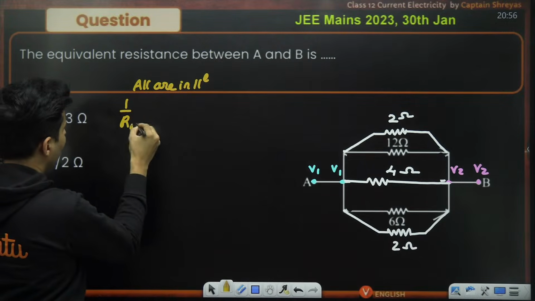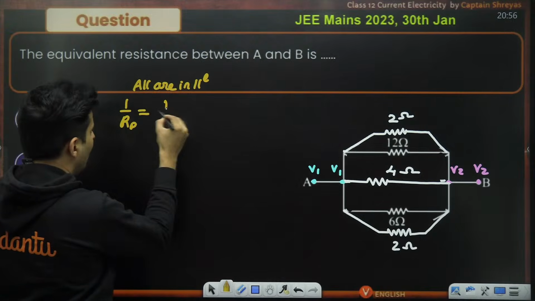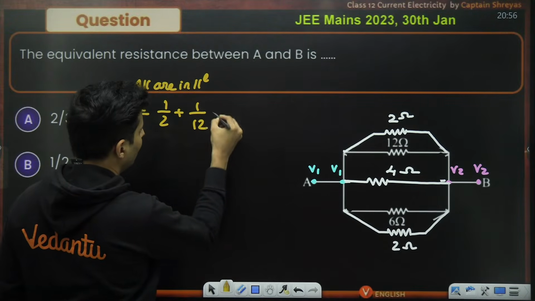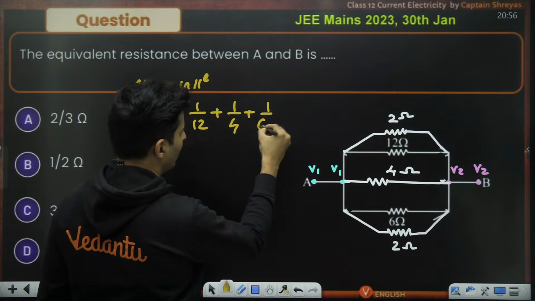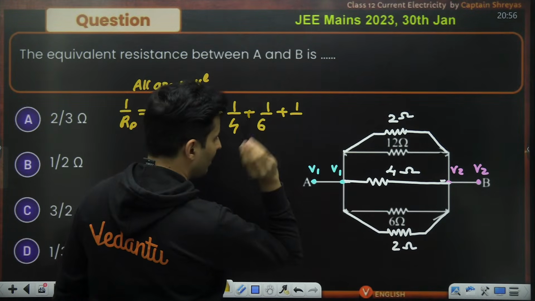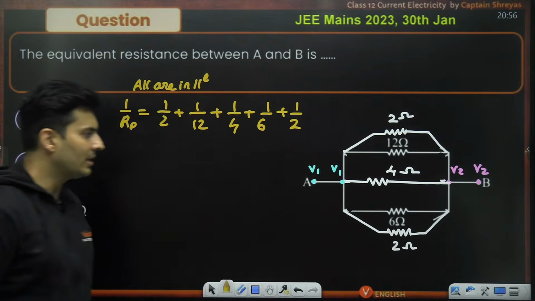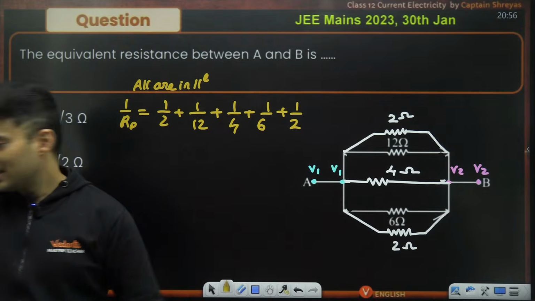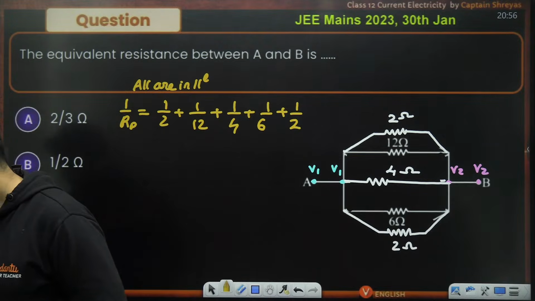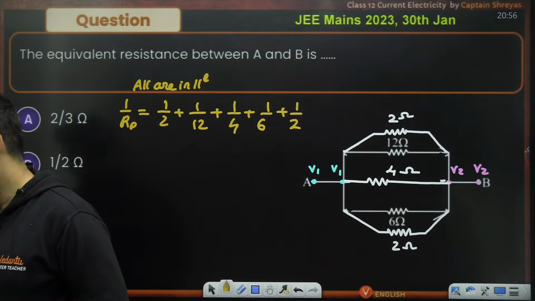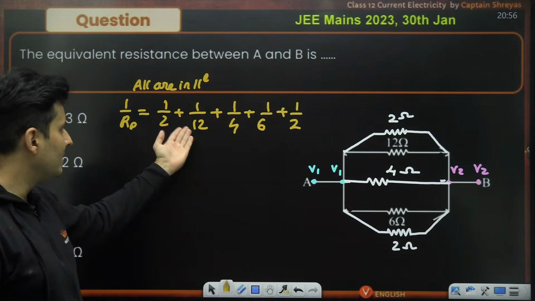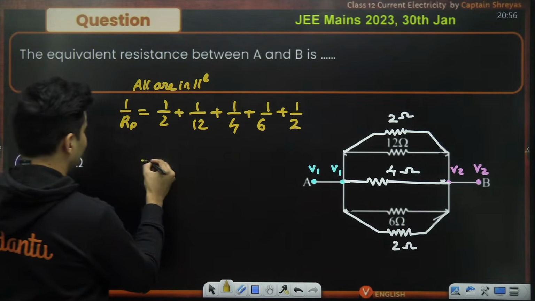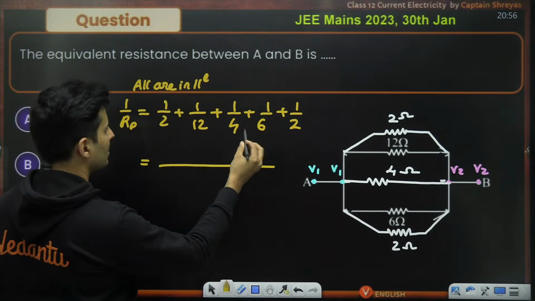So 1 by Rp will be 1 by R1 plus 1 by R2 plus 1 by R3 plus 1 by R4 plus 1 by R5, whatever. Okay, that's it. That is all you need to do. Is that clear, everyone? Okay, you learned that in class 10, great, but some people forgot, I think, nevertheless. Now do the maths. Yes, the LCM is already there. It is basically 12.